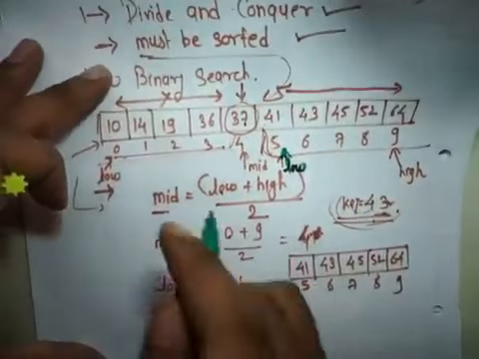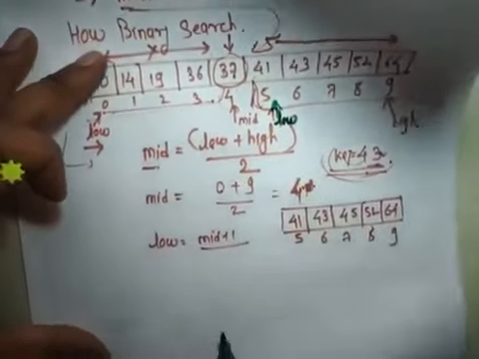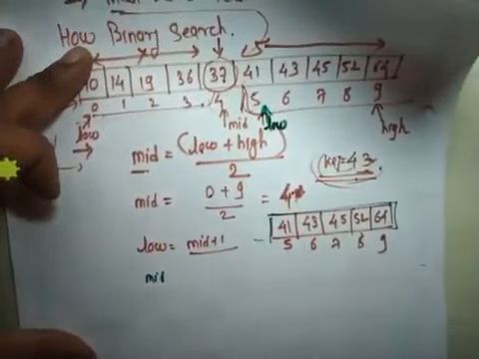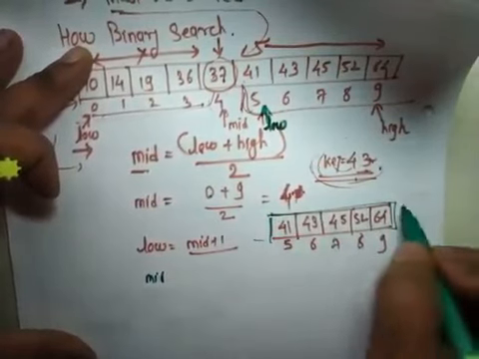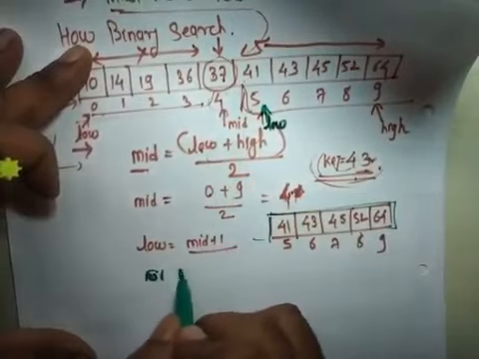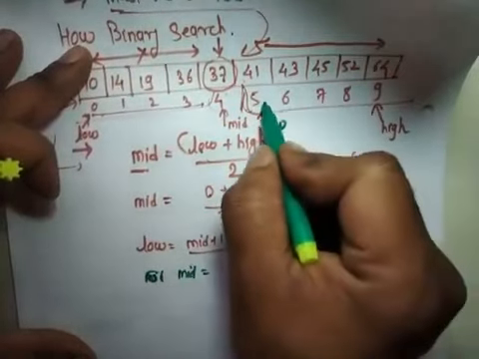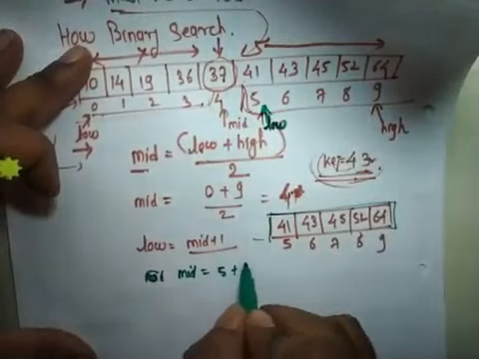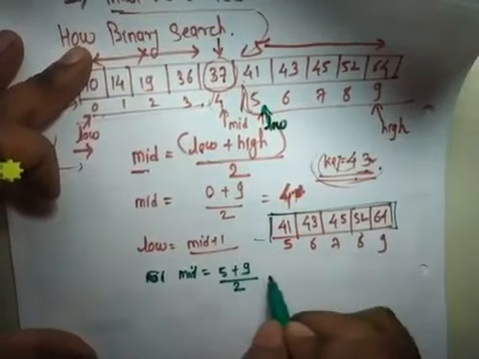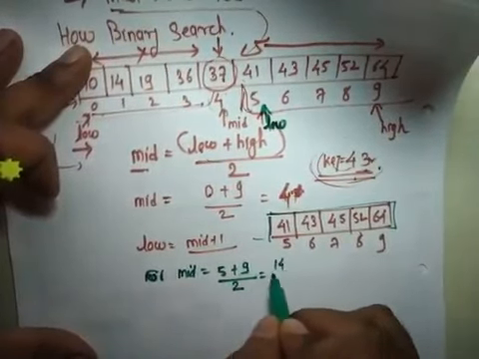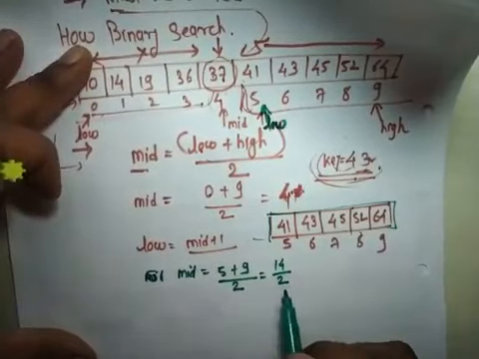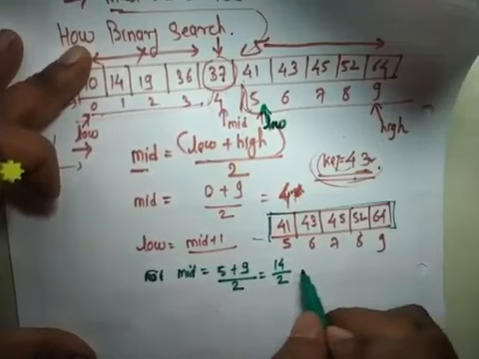Now again I am going to apply the same logic to find the element. So for the remaining array, I need to find the mid position again. So again I am going to use this formula: mid is equal to low, the updated low value is 5, plus 9 divided by 2. So 5 plus 9, that is 14, divided by 2. So 2 7s are 14.